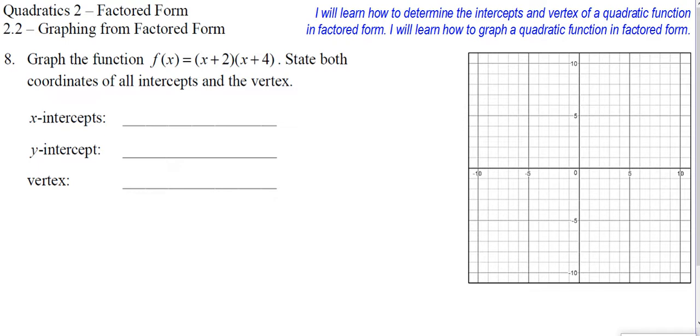We have graph the function f of x equals x plus 2 times x plus 4. State both coordinates of all intercepts and the vertex. Okay, let's start with our x-intercepts. We have x plus 2 equal to 0. We have x plus 4 equal to 0.